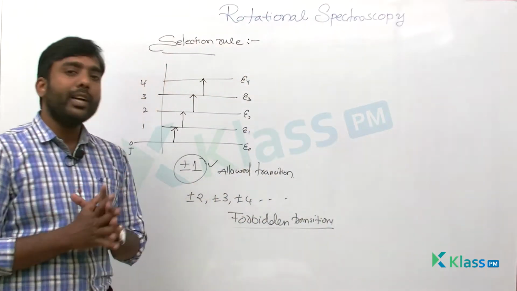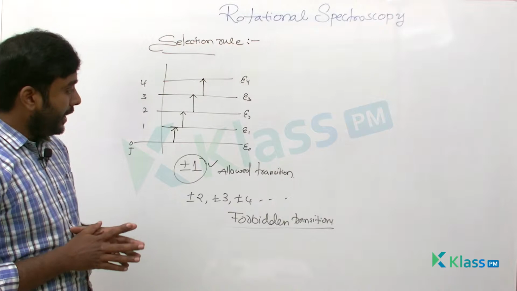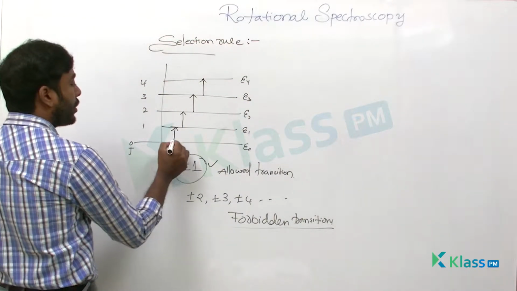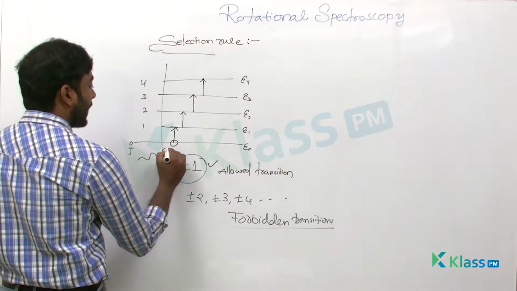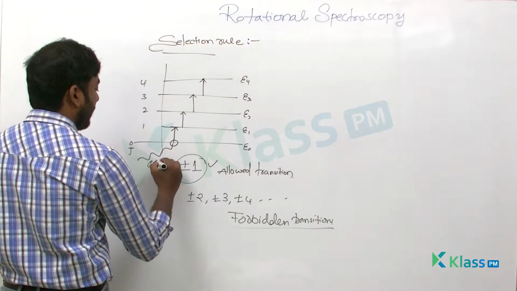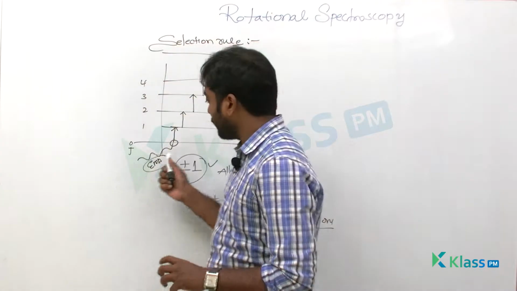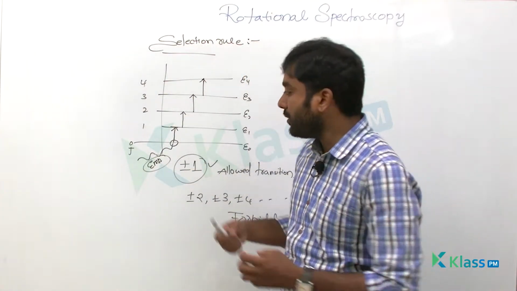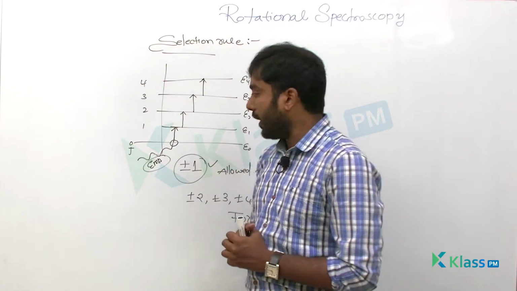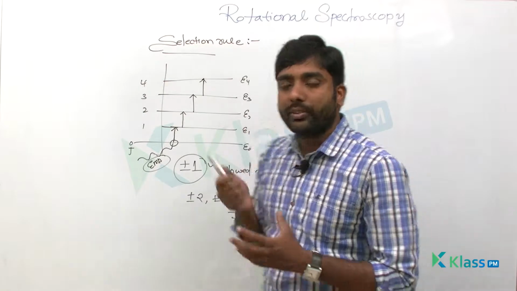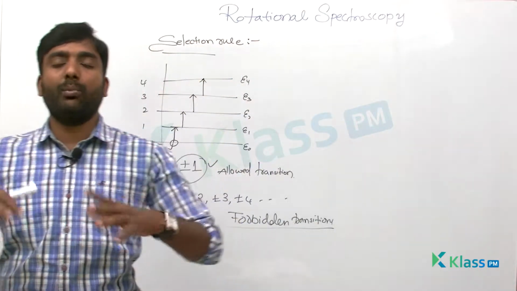And here one more thing we need to understand: how much electromagnetic radiation. Here one molecule is there, and you are sending electromagnetic radiation to it, a microwave radiation that we are talking about. The microwave radiation is sent through this molecule, it absorbs that energy and goes to the first energy state. From there it goes to the second energy state, the third energy state, by absorbing more energy.